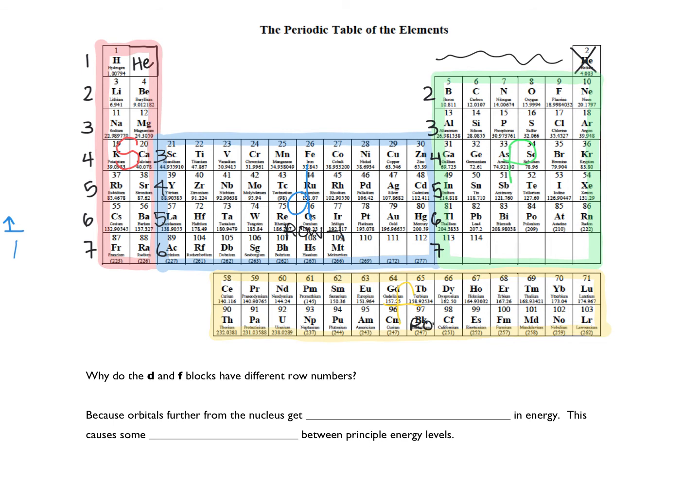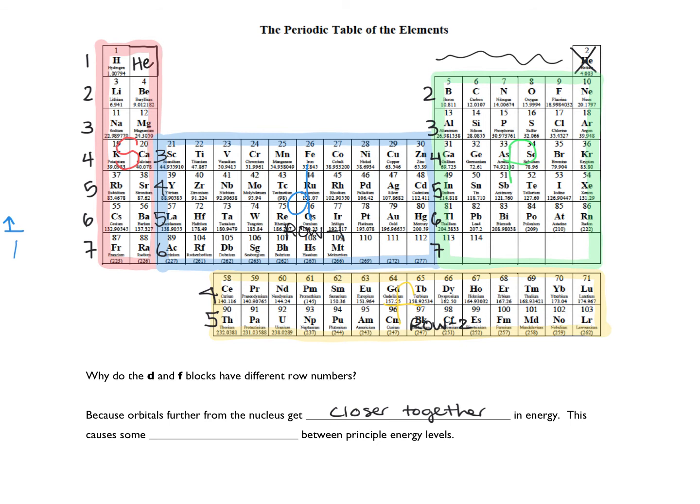They're row -2, and we're not going to worry about them so much, but just if you're curious, those rows would be numbered 4 and 5. You're probably wondering why those numbers are a little funky, but it's because orbitals that get further from the nucleus start to get closer together. And when they get closer together, there are some energy overlaps between the energy levels.